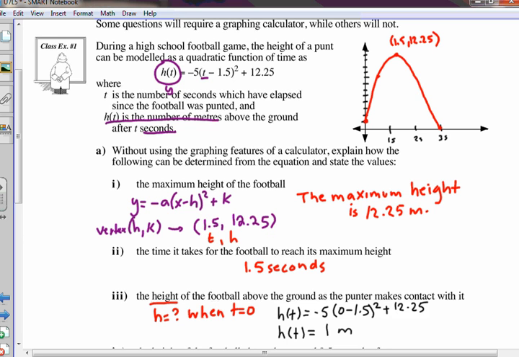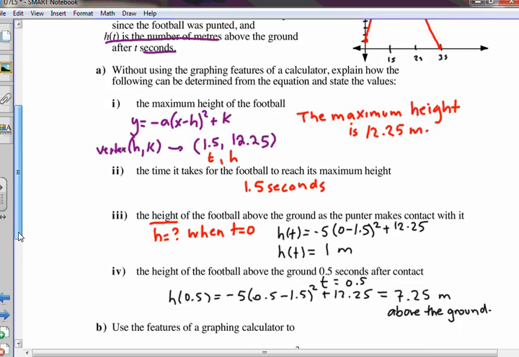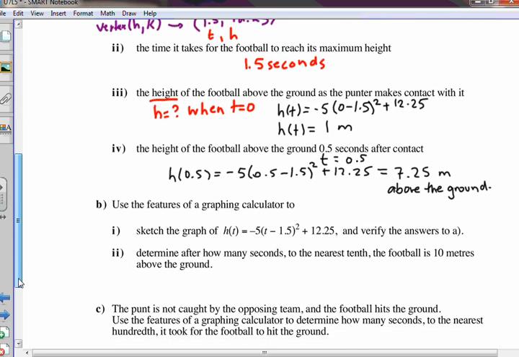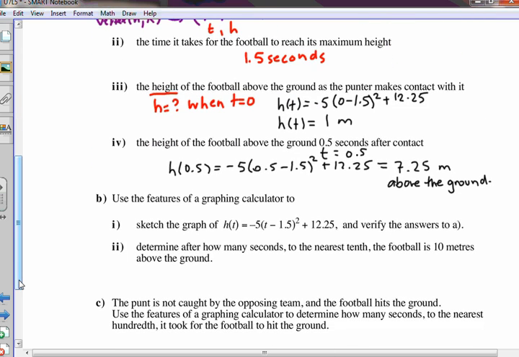Okay, we're not done. There's more questions. So now there's our graph. Now, determine after how many seconds, so this time we're looking for what value? This is really important, this part, because it's going to be new. This is where stuff gets new. If we're looking for seconds, which variable is that? T. We're looking for time, to the nearest tenth, that the football is 10 meters above the ground.